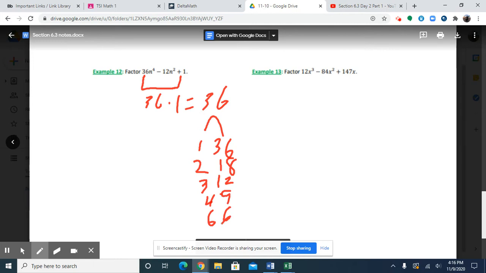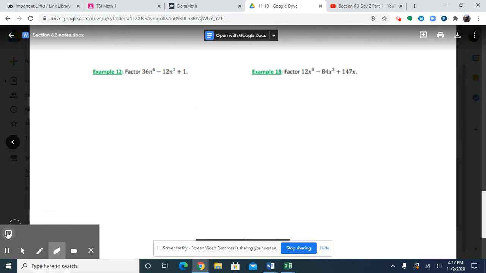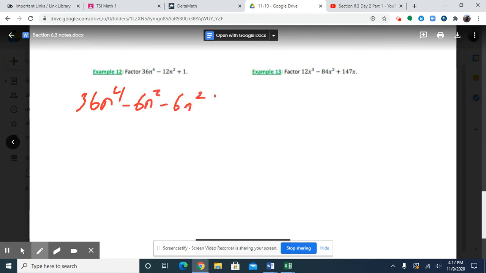Okay, so we need two factors that are going to multiply to a positive 36, but add up to a negative 12. In this case, it's 6 and 6, as long as they're both negative. So let's rewrite this as 36n^4 minus 6n squared minus 6n squared plus 1.